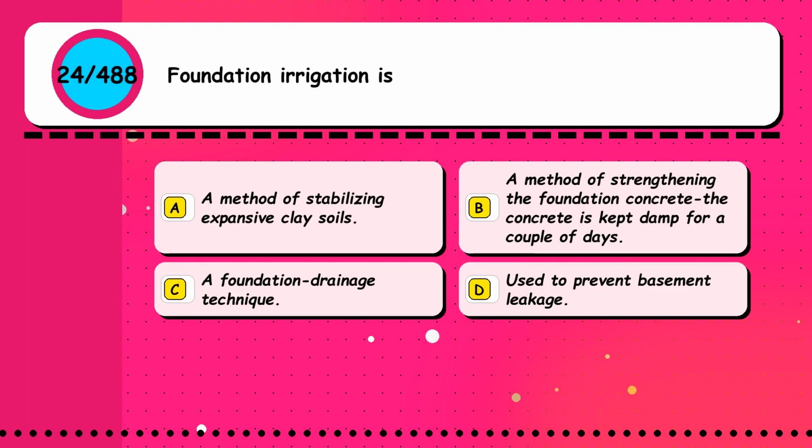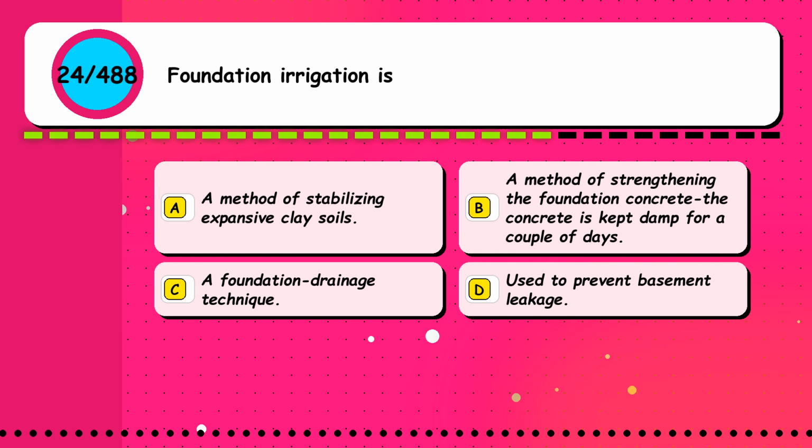Question 24. Foundation irrigation is: Option A. A method of stabilizing expansive clay soils. Option B. A method of strengthening the foundation concrete. The concrete is kept damp for a couple of days. Option C. A foundation drainage technique. Option D. Used to prevent basement leakage.